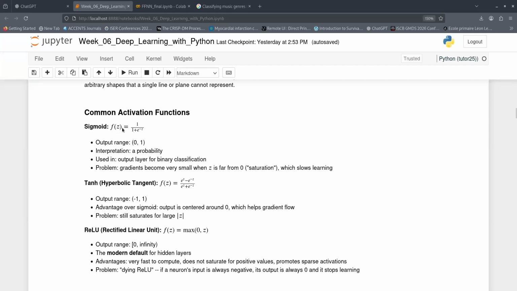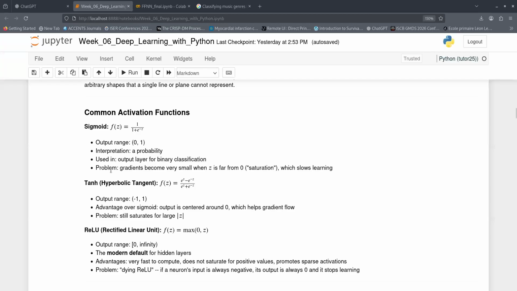The sigmoid is an activation function with this form. Its output range is between 0 and 1, so we interpret it as a probability. Maybe you have 0.8, so you say I have maybe the form of a dog. If I have 0.1, I have the form of a cat. It's in terms of probability. So we use it when the output layer is for binary classification.